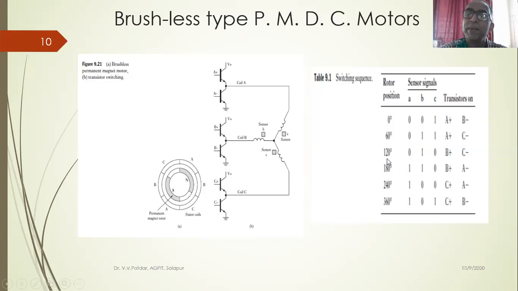When it is at 60 degree, the sensor B and sensor C will send out the signal 1, 1, that is on. And accordingly, A plus and C minus will be energized. So for different angular positions, different Hall effect sensors will be generating appropriate signals, and accordingly the windings A plus, A minus, B plus, B minus, C plus, C minus can be energized, and these brushless type permanent magnet DC motors can generate the required torque.